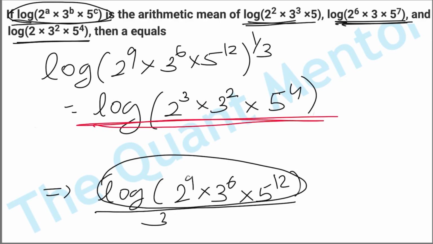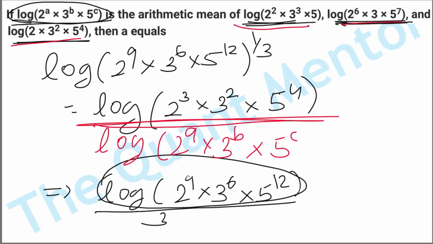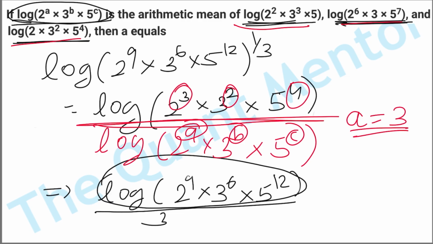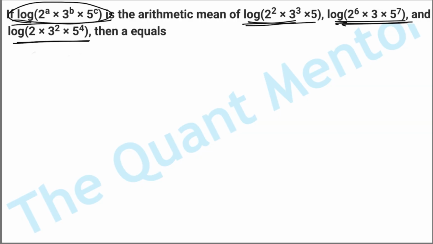So this here is the arithmetic mean of these three terms given here. And now we compare this with log of 2 raised to a into 3 raised to b into 5 raised to c. Comparing, we get a as 3, b as 2 and c as 4. That easily answers our original question as a being equal to 3. So this was the first way of answering the question. Now we have another way, guys.